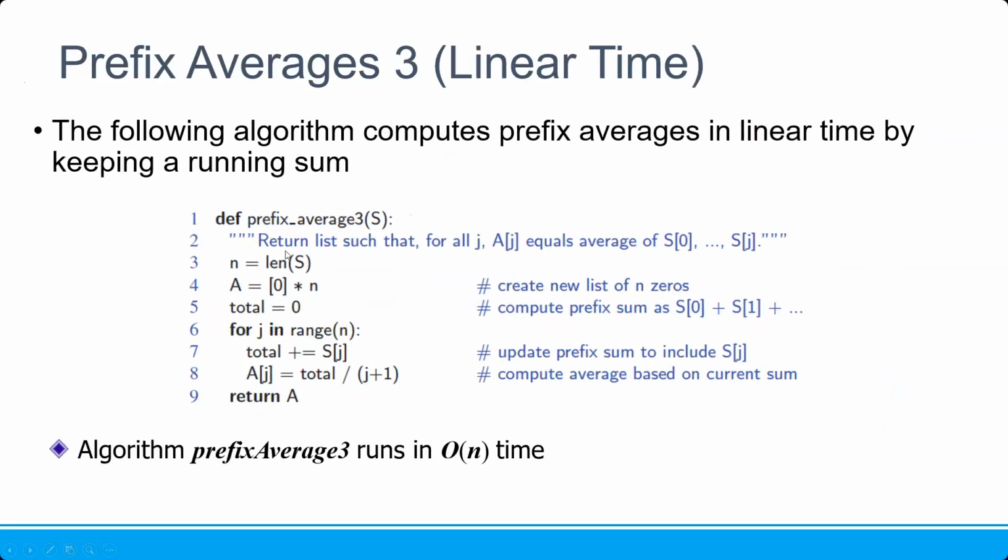How about this one? So this algorithm is the same. We want to have the prefix average, but it is in linear time. Why is it in linear time? Let's look at the code. This is the same. We have the statement to get the length, and then we want to set up the A, and then we want to assign total with 0. So it is a for loop. This is an operation.